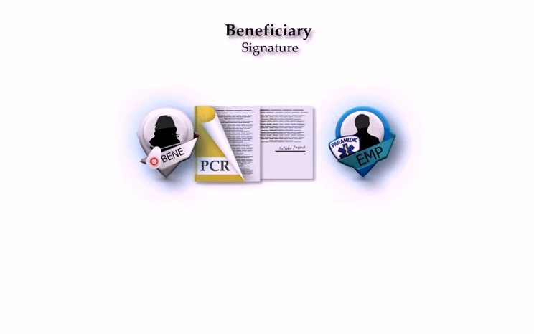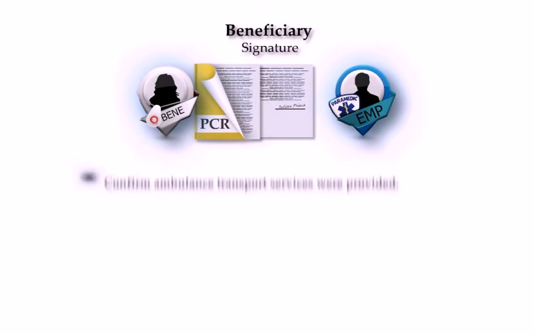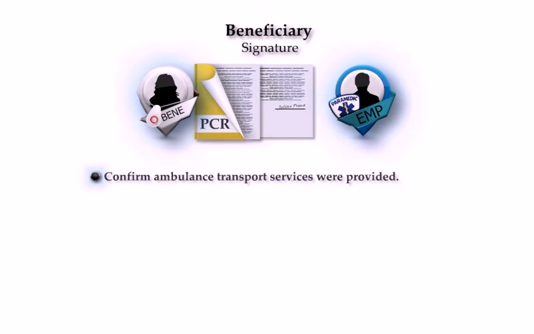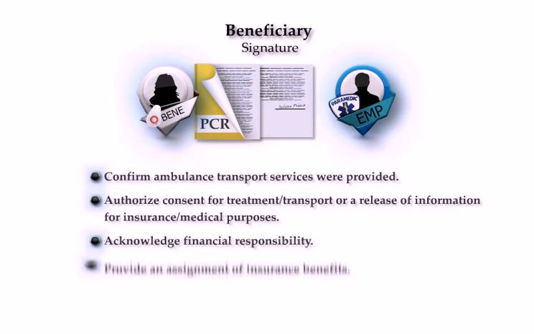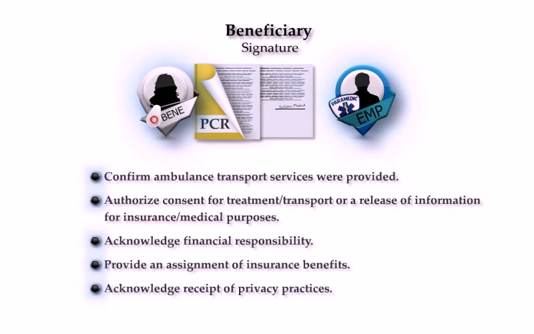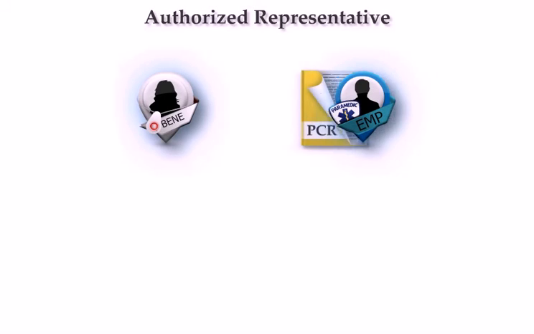Beneficiary signature. Medicare requires signatures for all transports. If possible, the beneficiary should sign the PCR. If this is done, there is no other patient signature documentation required. However, a crew should never delay treatment in an immediate or emergent situation to obtain a signature. A signature from a patient or his or her representative may confirm ambulance transport services were provided.